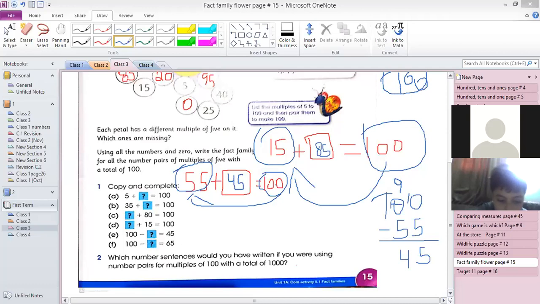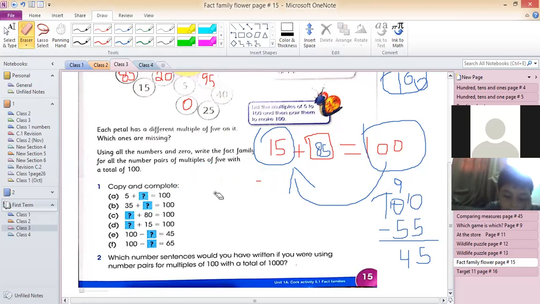Very good. So now you can make pairs. You can make a pair of two numbers which will give the sum of 100. Okay, and let's come to question number 1. Question number 1 is quite similar to the examples which we completed right now. So 5 plus what will give you 100?